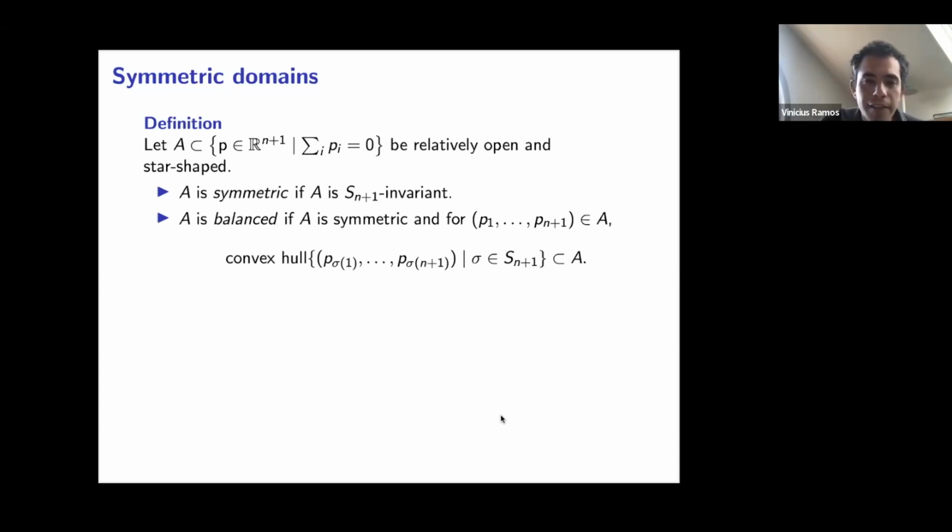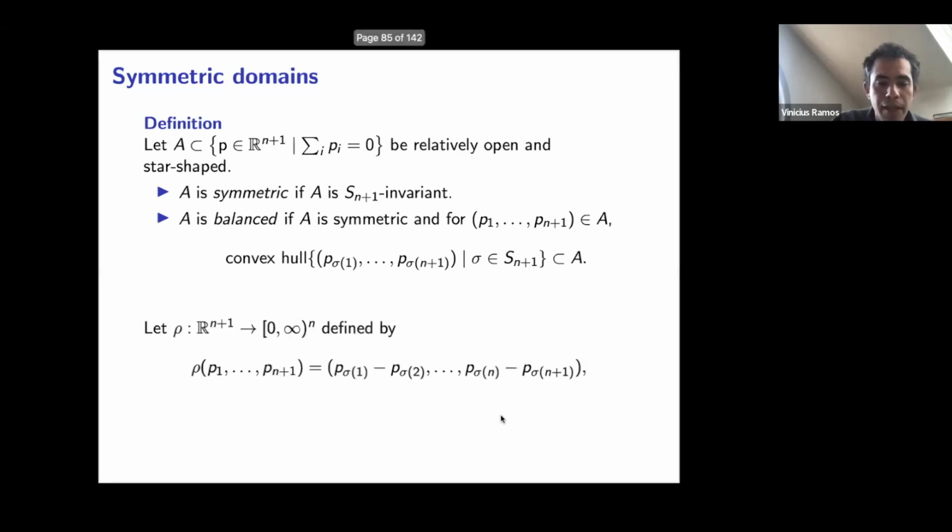Okay, of course, this is weaker than being convex. But there are many examples of non-convex things that are also balanced. And so I also want to define this function rho, which does the following thing.